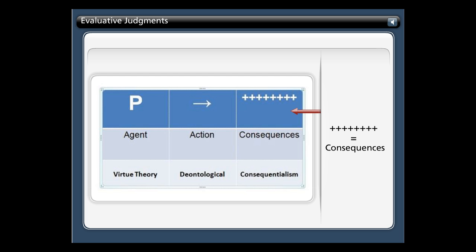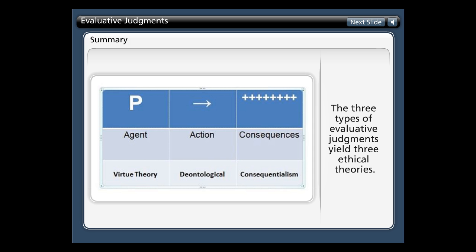And lastly, in column 3, are the consequences that result from the agent performing the action. Each consequence is represented by a plus sign, and since there are a multitude of consequences that may result from a particular action, you see several plus signs. The reason why this particular diagram is so illustrative is that by focusing on the particular elements of the diagram, we can derive three different types of ethical theories.